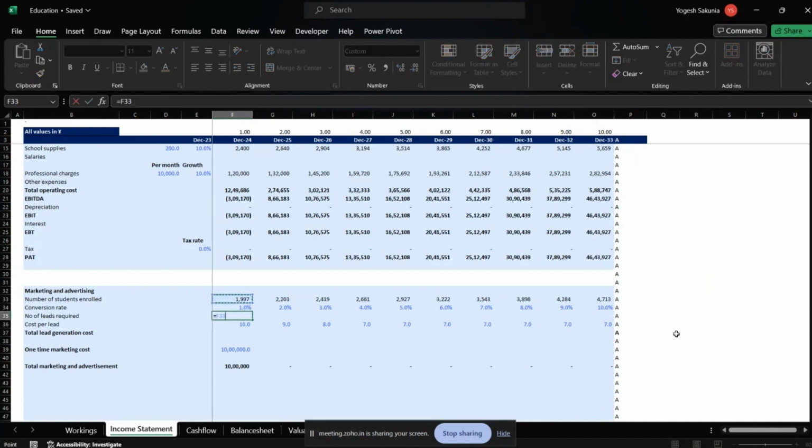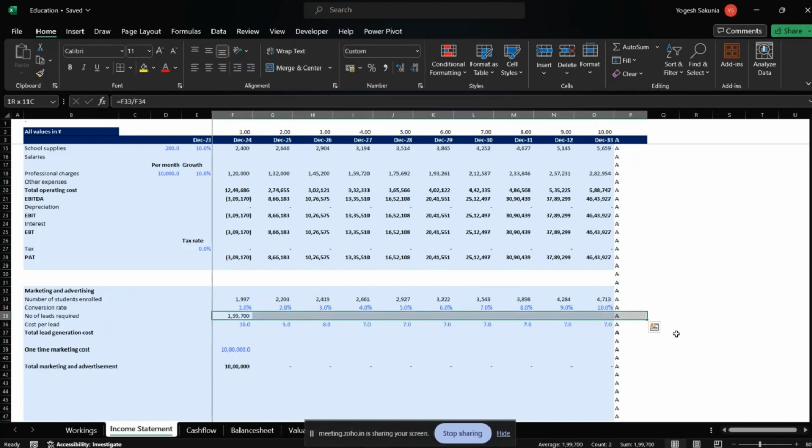But as you go over a period of time, you will see the conversion rates increasing, and as the conversion rate increases, you will spend less and less on the marketing aspects.